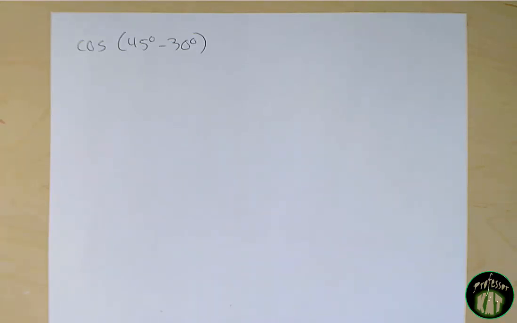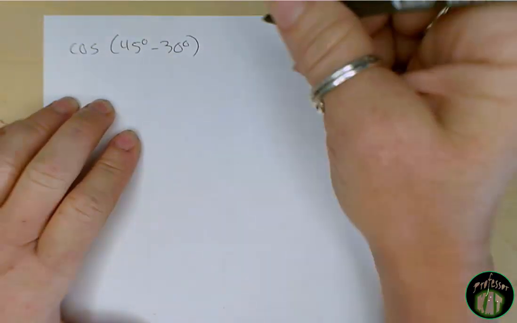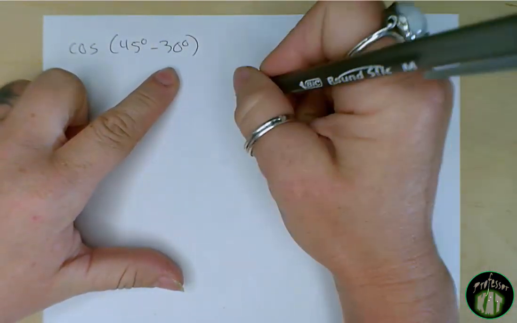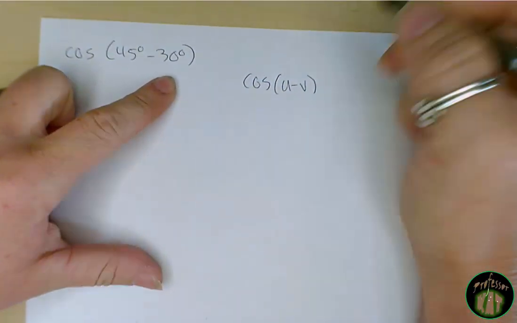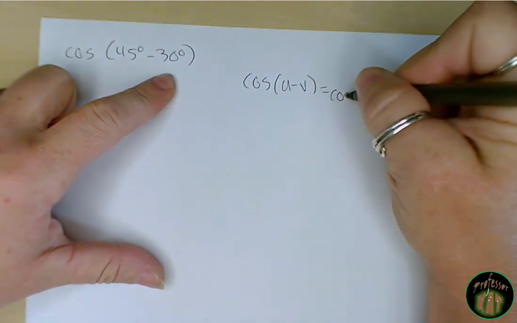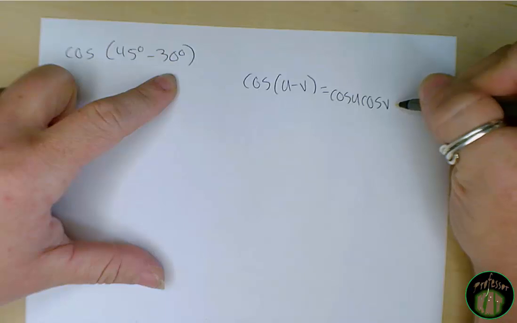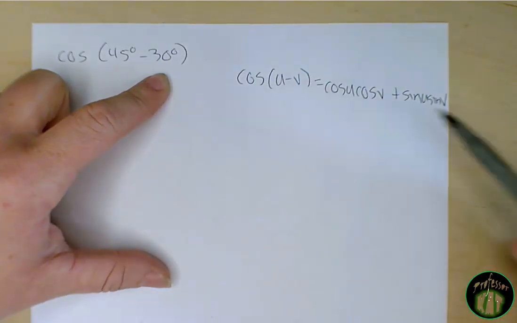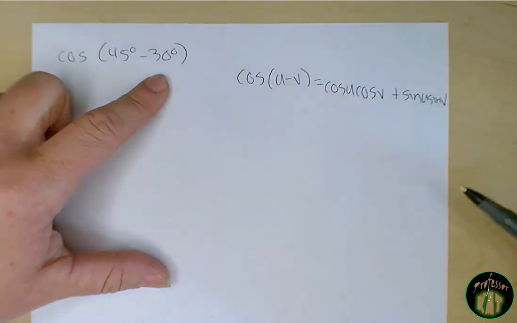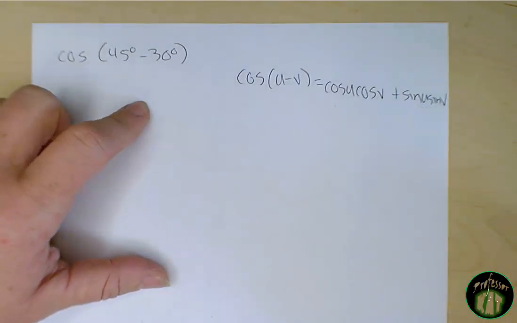First off, this is one of the sum and difference formulas that are typically involved in a trig or pre-calc class. So you're doing the difference formula for cosine. We have cosine 45 minus 30, so that means we are looking at the cosine of u minus v. Cosine u minus v is equal to cosine u times cosine v plus sine u times sine v.